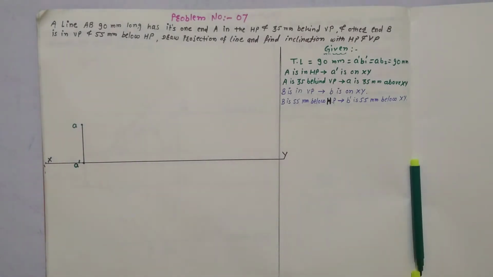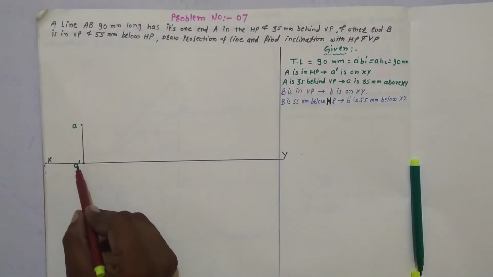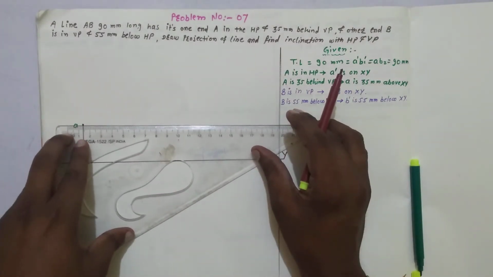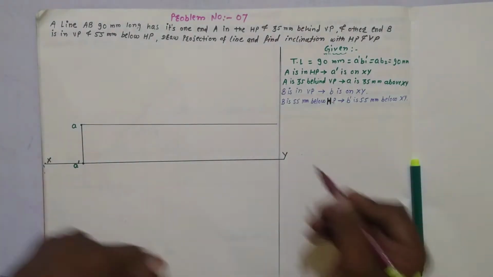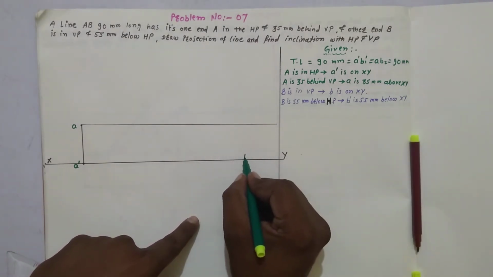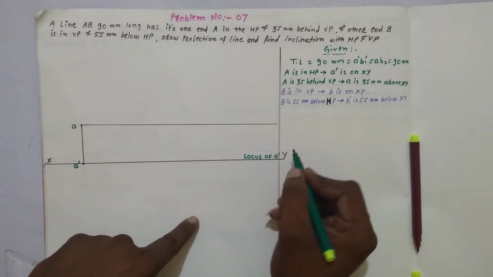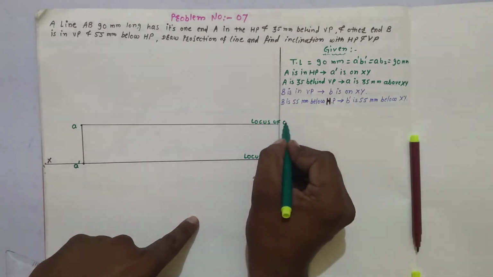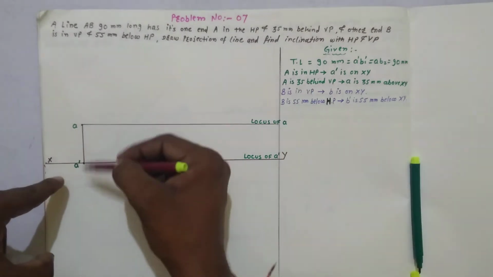Once you draw A dash and A, draw a horizontal line from A dash. Then draw another line passing through point A. This is the locus of A dash, and this is the locus of A. So A and A dash are already located.